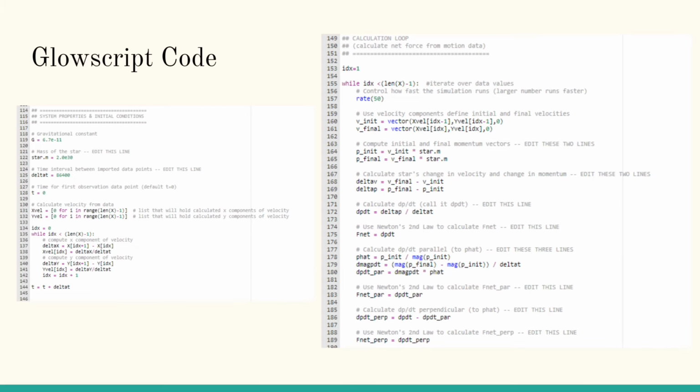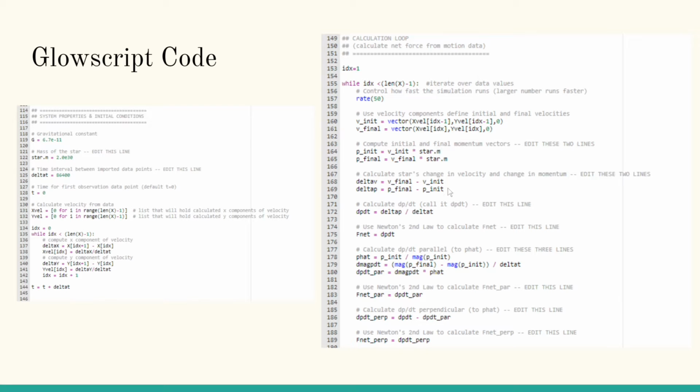To the left, you can see some of the initial system conditions, which include the gravitational constant, the mass of the star, and the time interval. To the right, we see the equations used for the calculations. We first find the initial and final momentum, which is done by multiplying the mass of the star times the initial and final velocity, respectively, because momentum is simply mass times velocity.